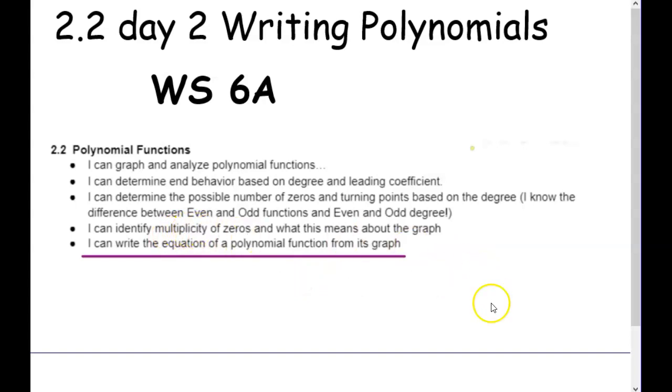And then we talked about multiplicity. Multiplicity of a 0 meant like you had a factor.